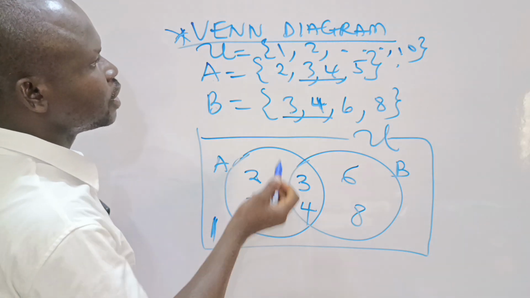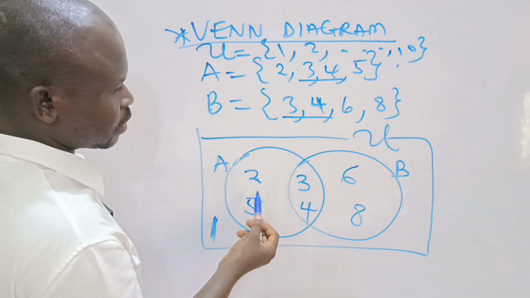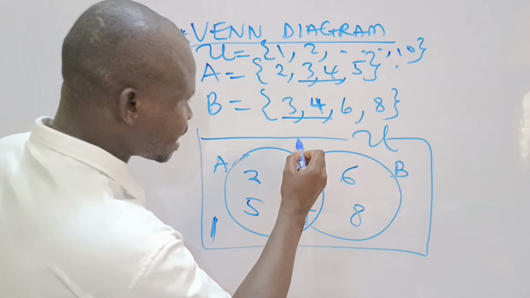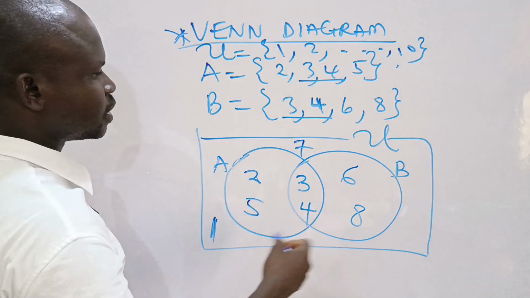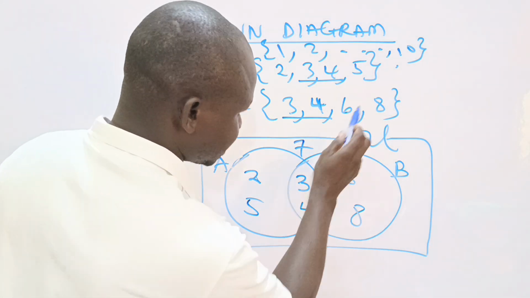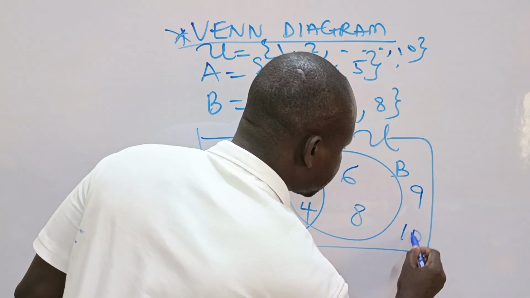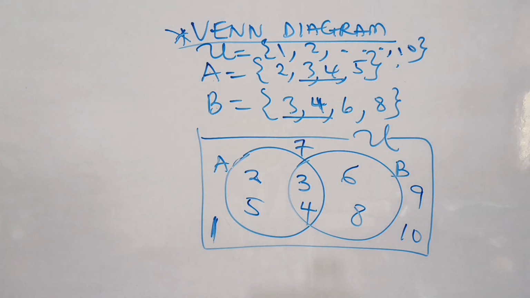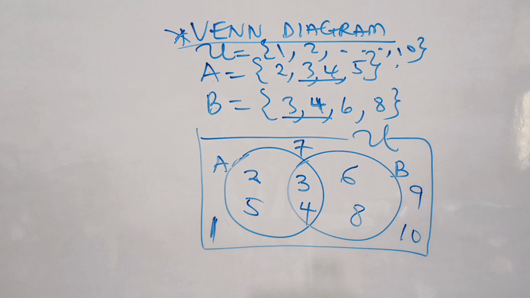Just put it anywhere. 2 is inside already here. 3, 4, 5, 6 are inside. 7, we can put it somewhere outside the two circles. 8 is inside. Then we have 9 and 10. So we have been able to represent the three sets that we have there: the universal set, set A, and set B, inside the diagram, and that is what is called the Venn diagram.